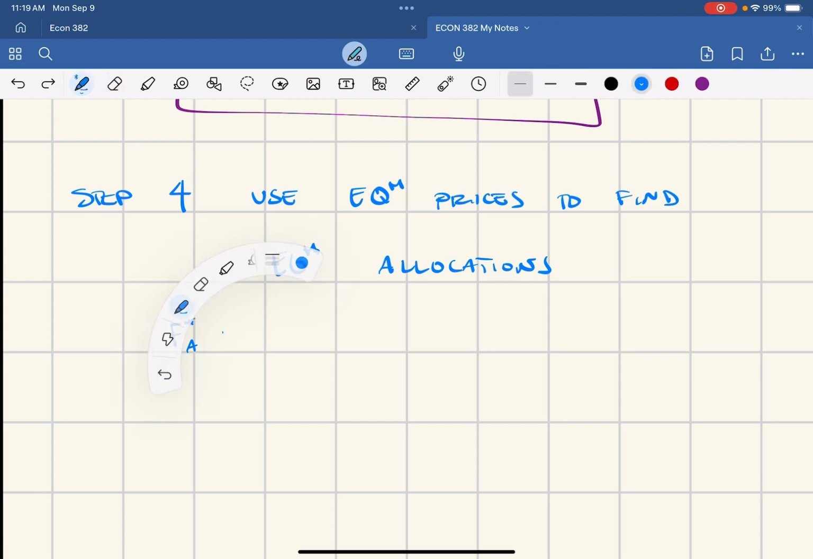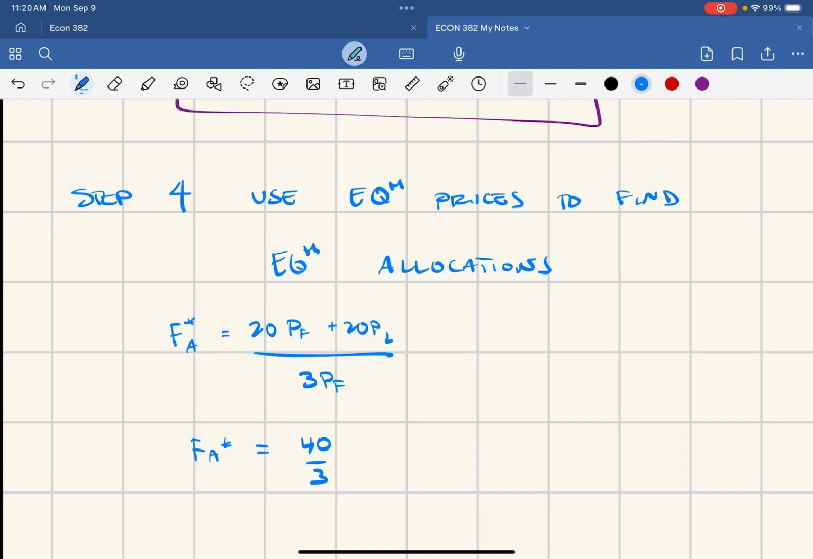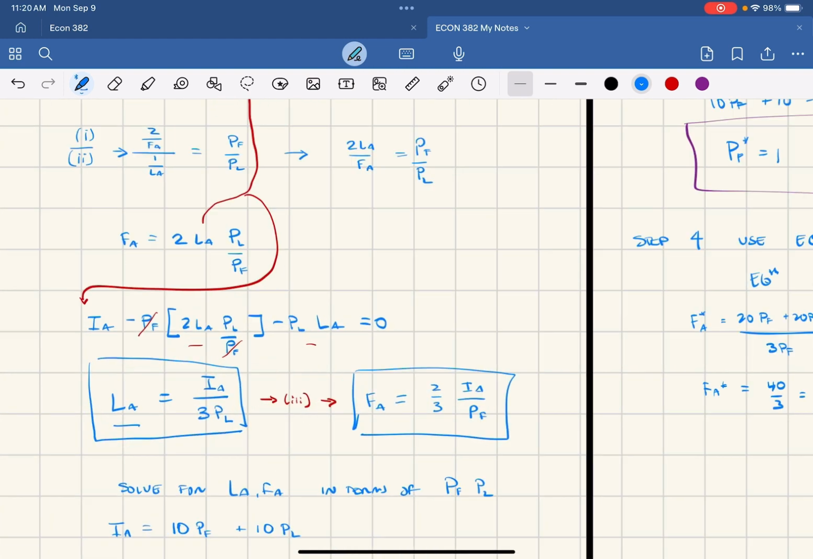20 times the price of figs plus 20 times the price of leaves, all over 3 times the price of figs. So that means we can rewrite this as 40 divided by 3, which is equal to 13.33.